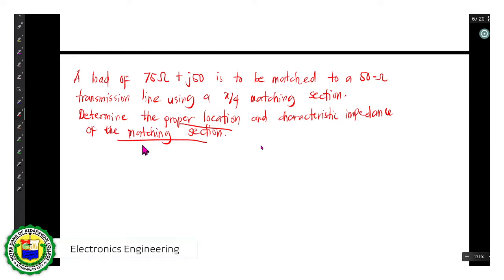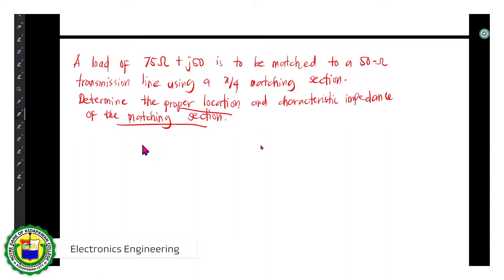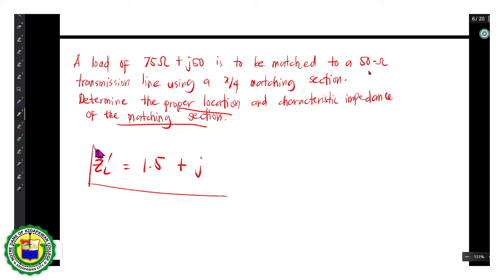As we already know, for every problem using our Smith chart, we must first normalize the value of our load impedance. Since we have 50 ohms as our transmission line impedance, to normalize we just divide by 50. We have 75 divided by 50, that's 1.5 plus 1j. So this is now the normalized load impedance. Let's go ahead and graph this one using our Smith chart.